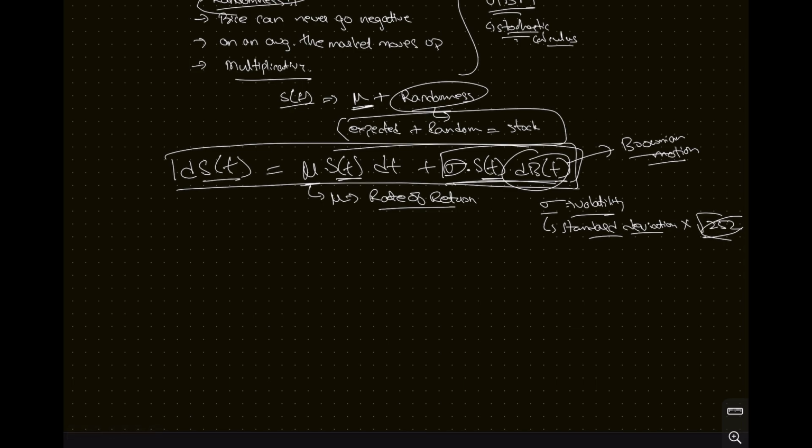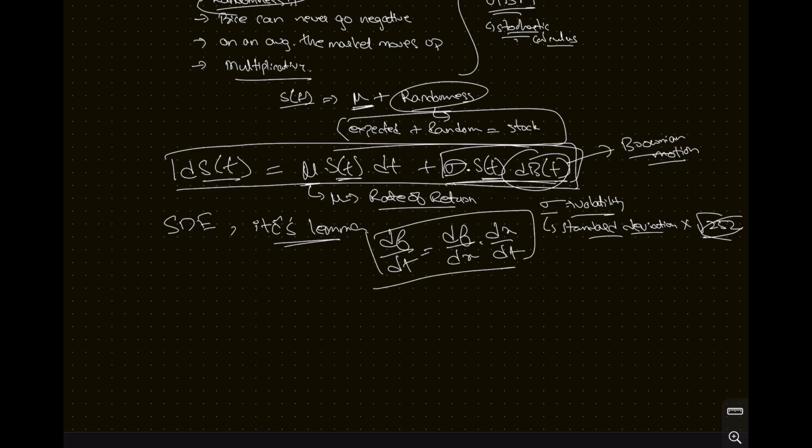How are we going to solve this? We cannot use ordinary differential calculus because it deals with randomness, so we're going to use stochastic calculus, something called Ito's lemma. Ito's lemma is like the chain rule in differential calculus. For example, df by dt can be written as df by dx into dx by dt. This is our chain rule in normal differential calculus.